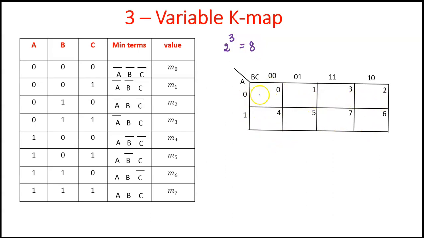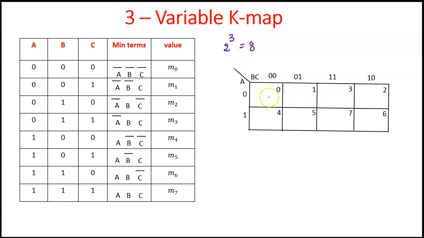Here the column for the A variable is this one, with 0 and 1 representation, whereas the top portion of each column represents the variables B and C, that is 0 0, 0 1, 1 1 and 1 0. Let us see this arrangement of the pattern. This arrangement is nothing but the gray code arrangement.